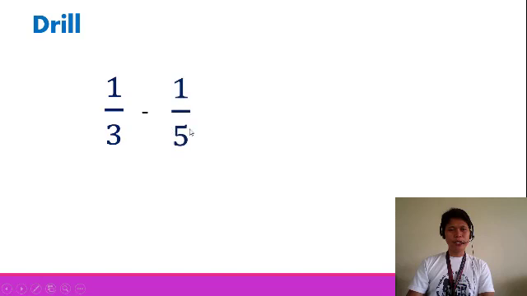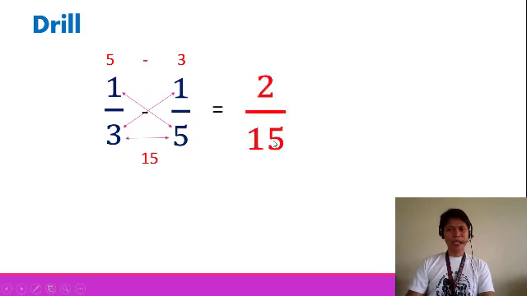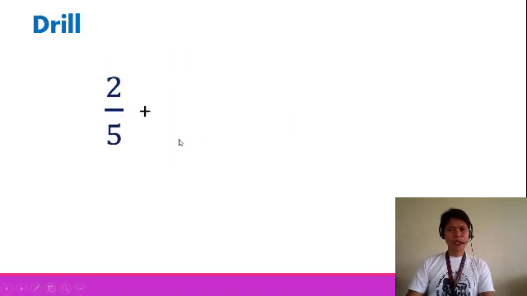1/3 minus 1/5. Okay, so 1 times 5 is 5, 3 times 1 is 3, and 3 times 5 is 15. 5 minus 3 is 2 over 15. Okay, good. Next, 2/5 plus 1/6. Go.